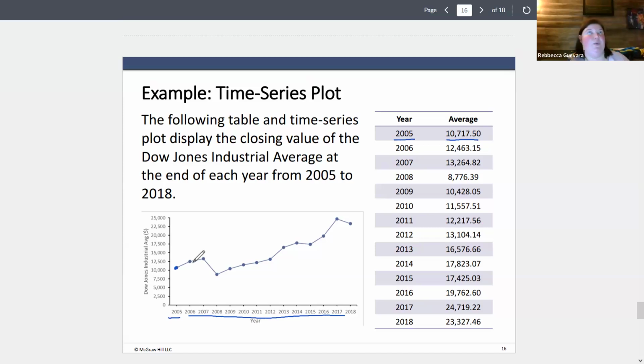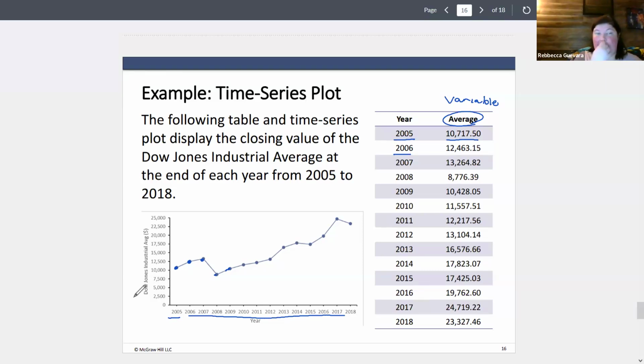This is very similar to when we were doing those frequency polygons. It's just that here we have a year and an average we're looking at, or whatever we're measuring. So this is my variable actually. 2006, we go to almost 12,500, so we get really close to that. 2007, it's about 13,000, maybe 13,300, so we try to get close to that. We are going to plot all those points, and then we just draw a line connecting them all.